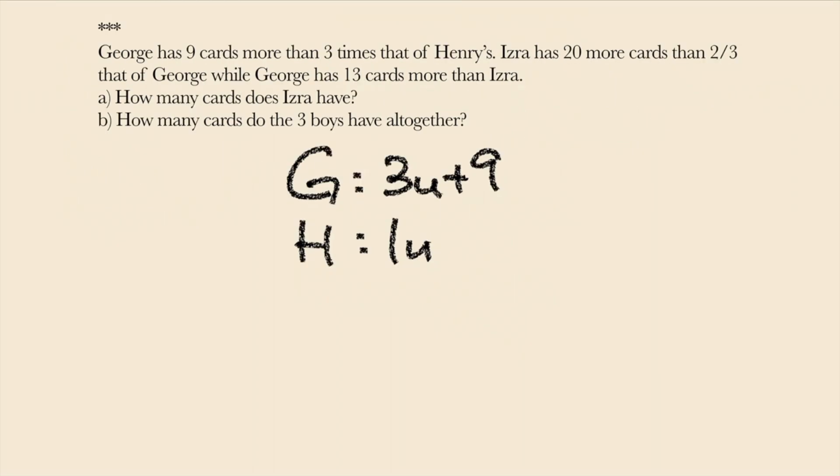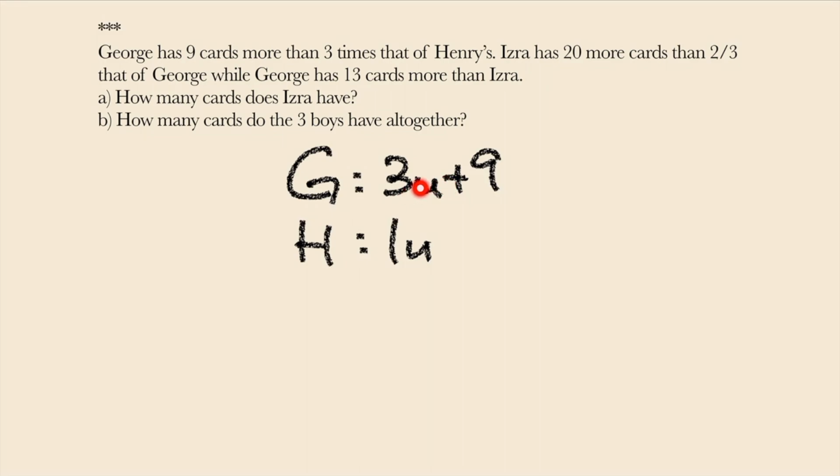Okay, so the first level 3 question. So things are going to get a little trickier. Now, George has 9 more than 3 times that of Henry's. Hang on. First of all, what's 9 more than 3 times of Henry's? Suppose Henry has 1 unit. What's 3 times of that? That's 3 units, right? George doesn't just have 3 times of Henry. George has 9 more than 3 times of Henry.